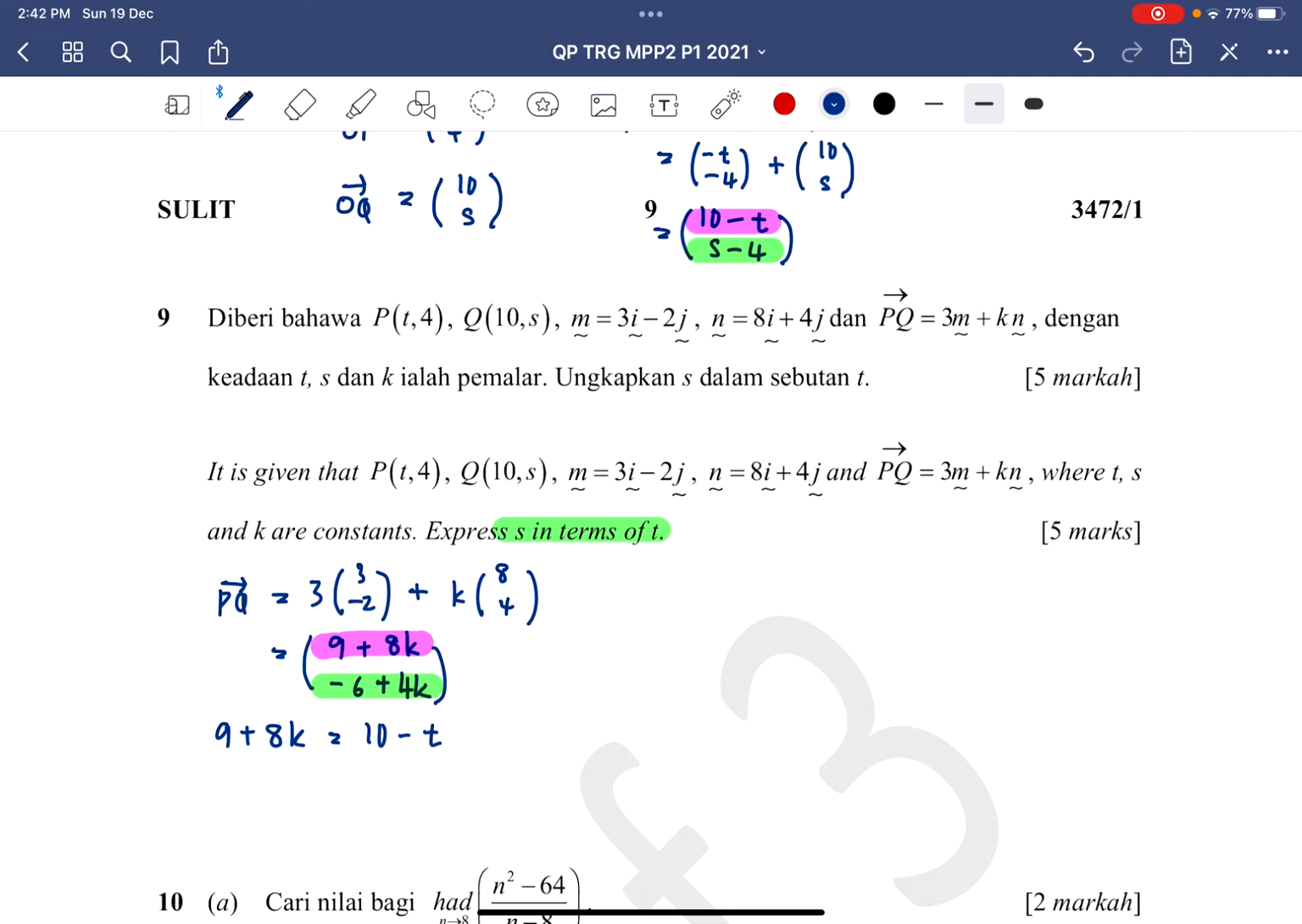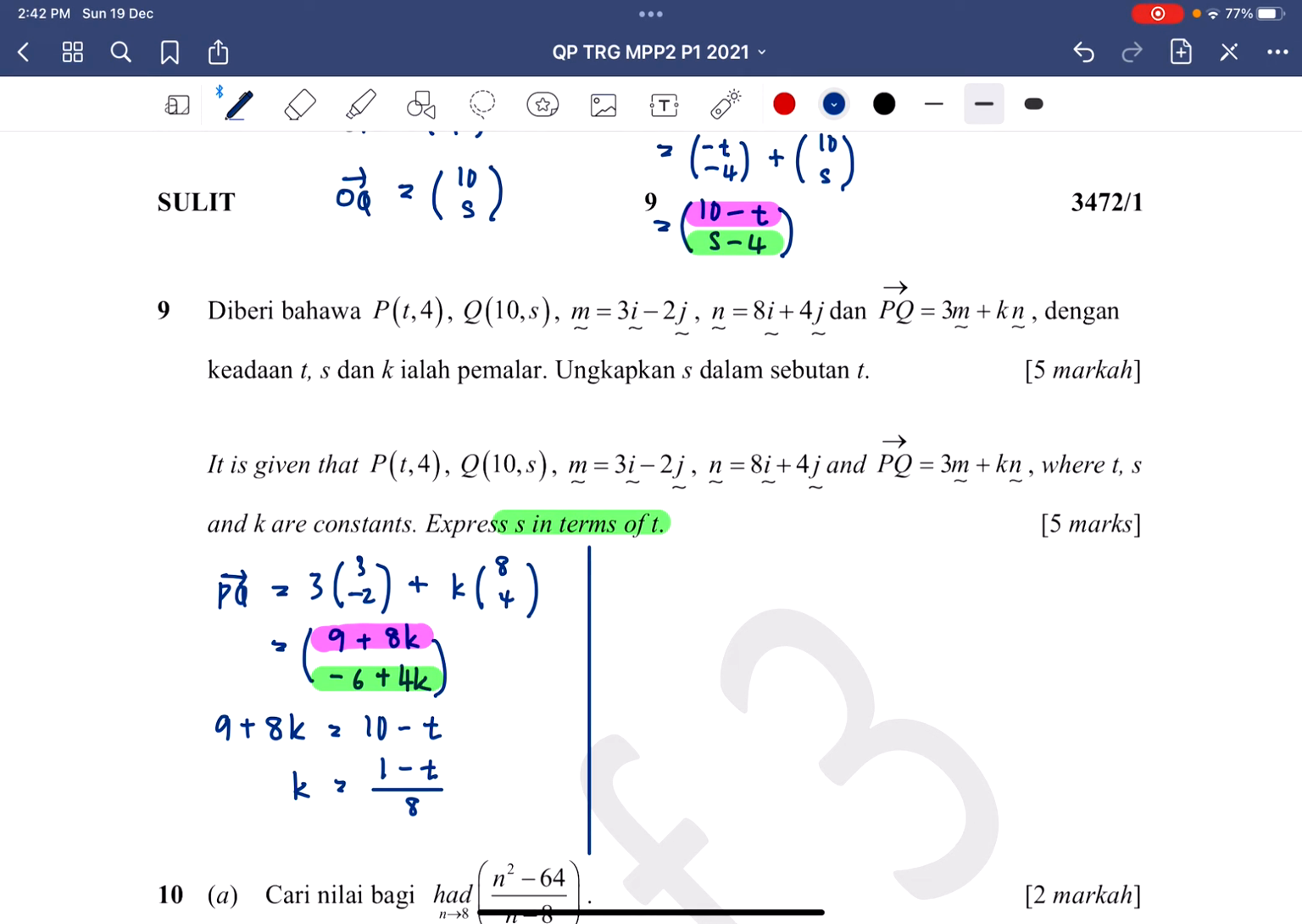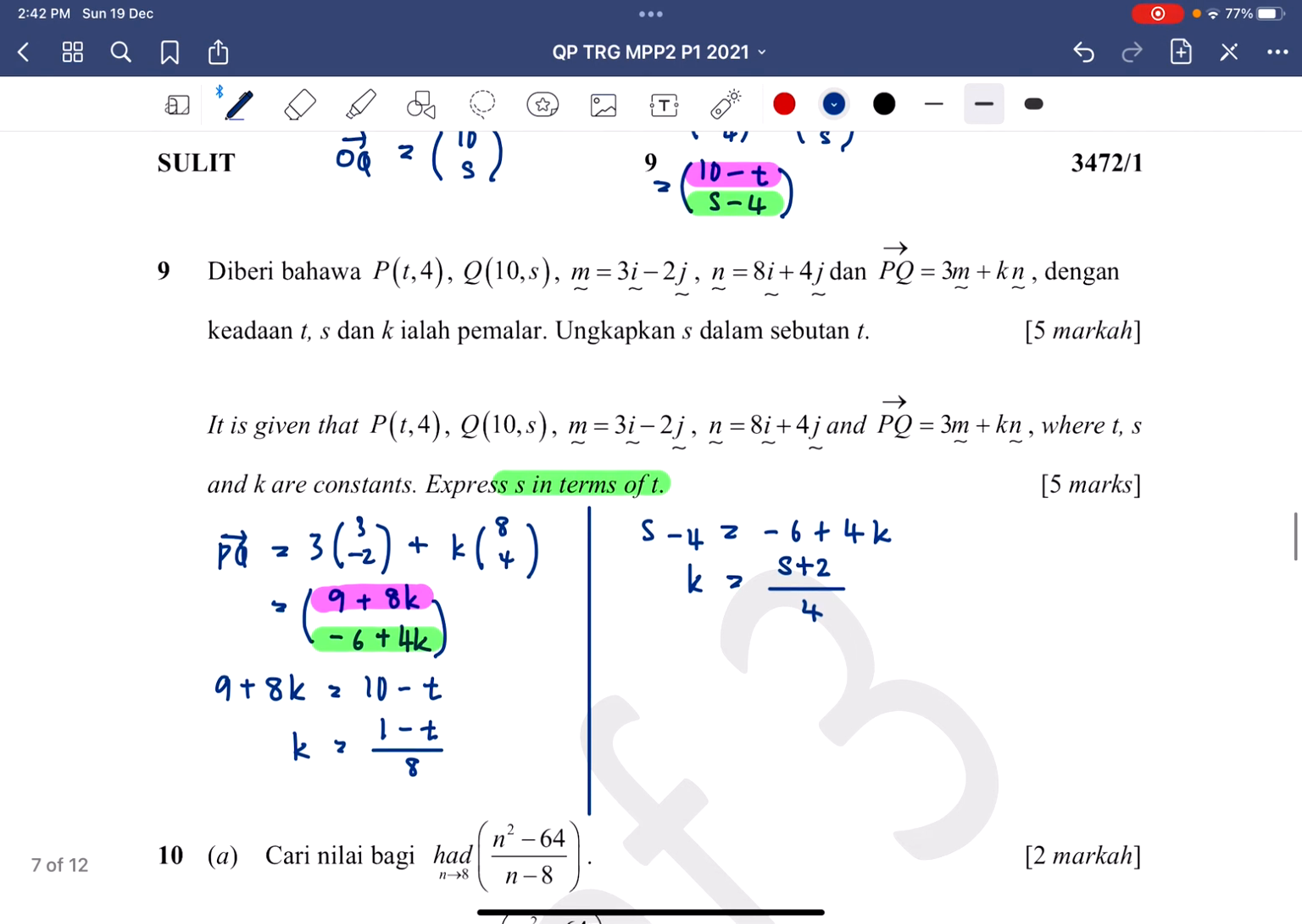So k should be equal to (1 minus t) divided by 8. This is my first equation. Second thing, I can compare for my j. So s minus 4 is actually equal to negative 6 plus 4k. So k will be equal to (s plus 2) divided by 4. Then we can equate these two, which is k and k. So (1 minus t) over 8 will be equal to (s plus 2) over 4. So 1 minus t will be equal to 2s plus 4.